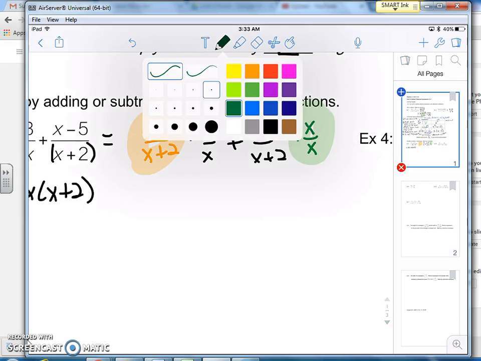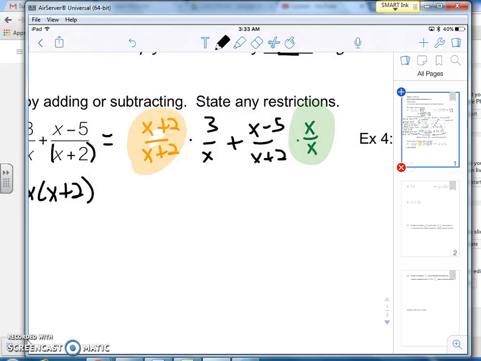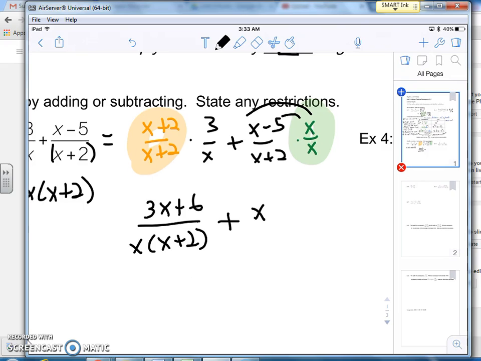So now I need to go ahead and multiply, distribute the 3, and I'll get 3x plus 6 all over x times x plus 2. I like to leave the denominators in factored form. There might be different teachers that expect different things. Distribute the other factor on the second term, x squared minus 5x all over x times x plus 2.